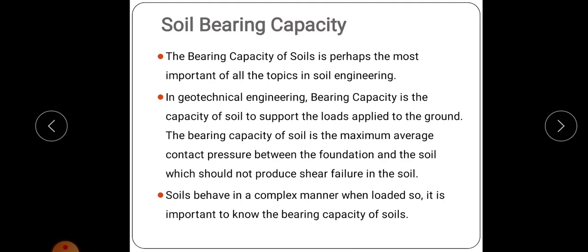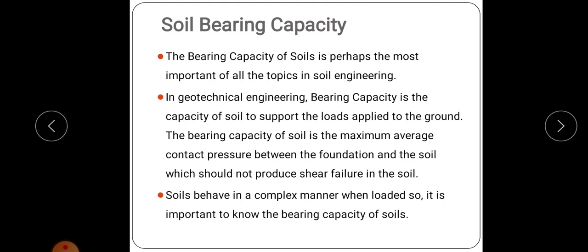When we are designing the foundation, the property of the soil which is to be taken is bearing capacity. Bearing capacity of a soil is the most important of all the topics in soil engineering, because based on this bearing capacity of soil, we are choosing the type of foundation. If the foundation is strong, the entire building will stand for so many years. So this bearing capacity of a soil is very important as far as a foundation engineer is concerned.